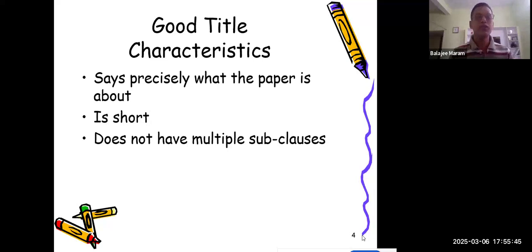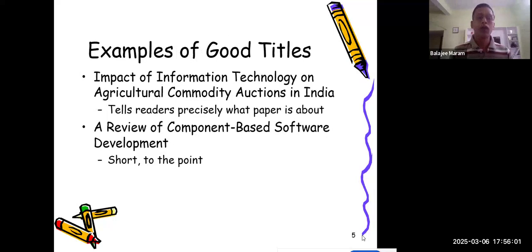Second one is it should be short, but not so short. It should be moderately short, not too lengthy, not too short. Third one, it does not have multiple subclasses. These are the examples of a good title. Next, impact of information technology on agriculture commodity auctions in India. It tells its readers precisely what the paper is about. It is simple words and meaningful, and it is moderate, not too long, not too short.